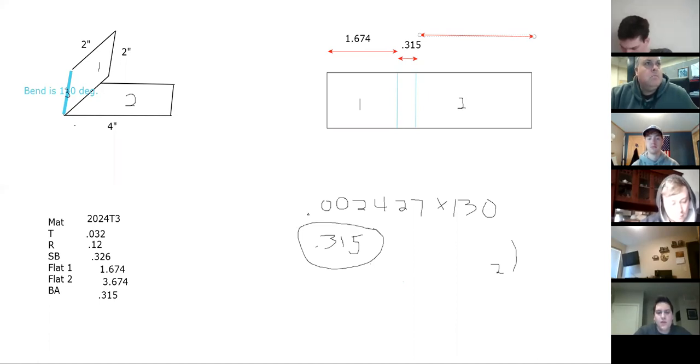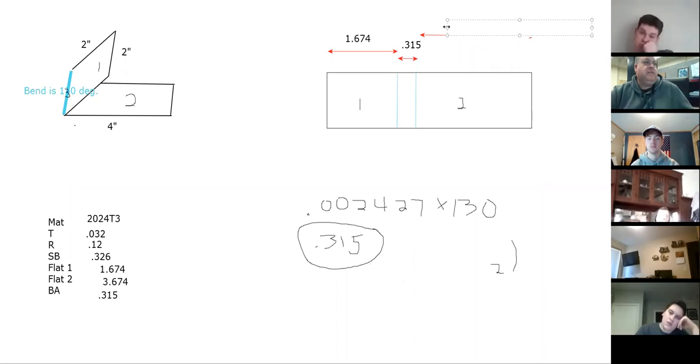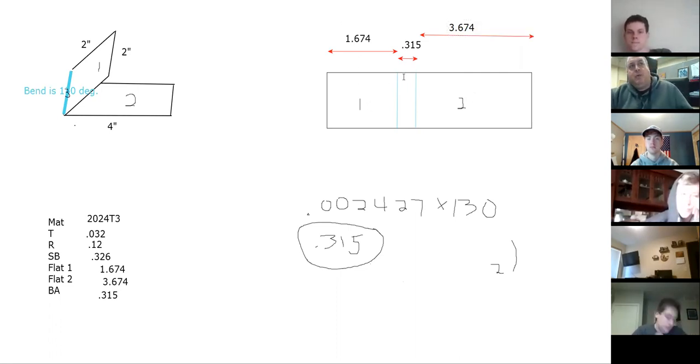For labels, I would want to label flat 2. Flat 2. And what is the measurement of flat 2? 3.674. Perfect. So now we have flat 1 labeled, we have our bend allowance labeled, and we have our flat 2 labeled. So then, Mark, what's the next thing we want to do?